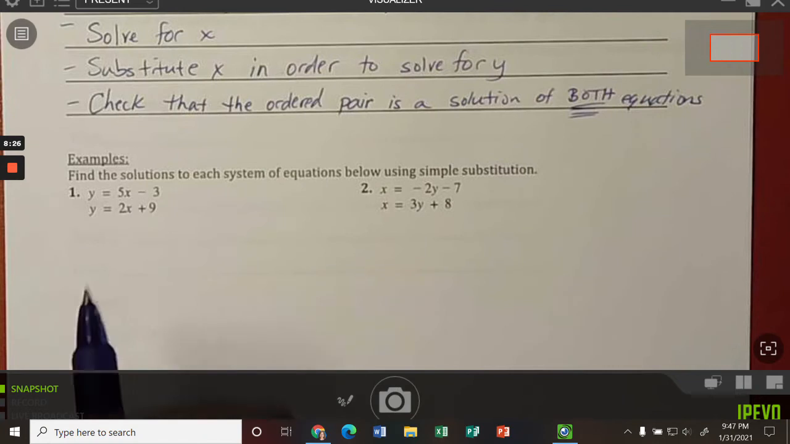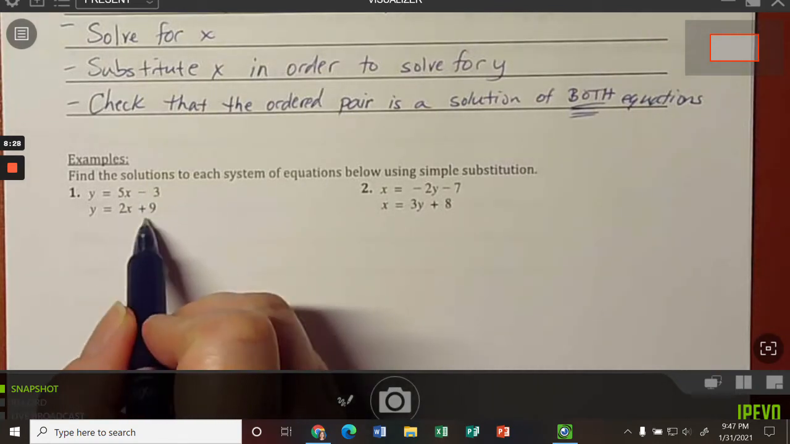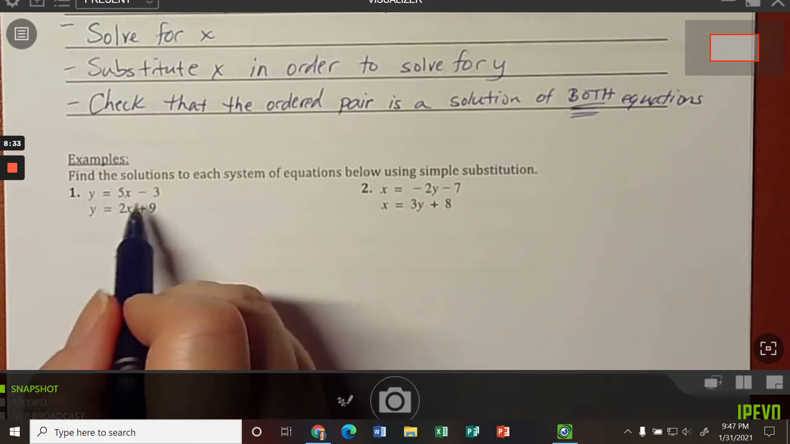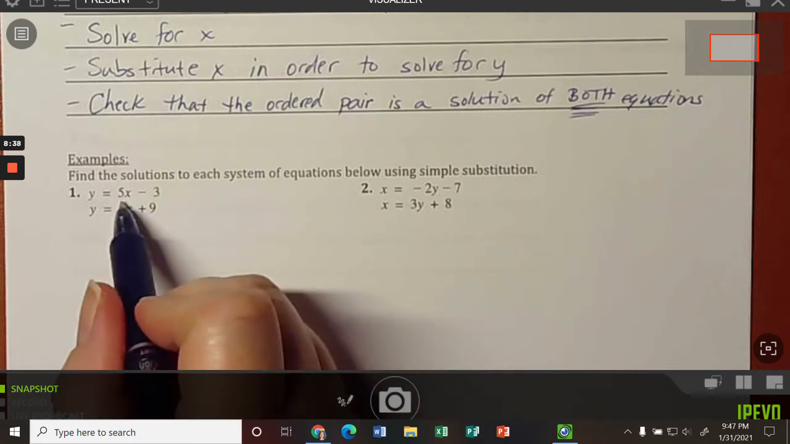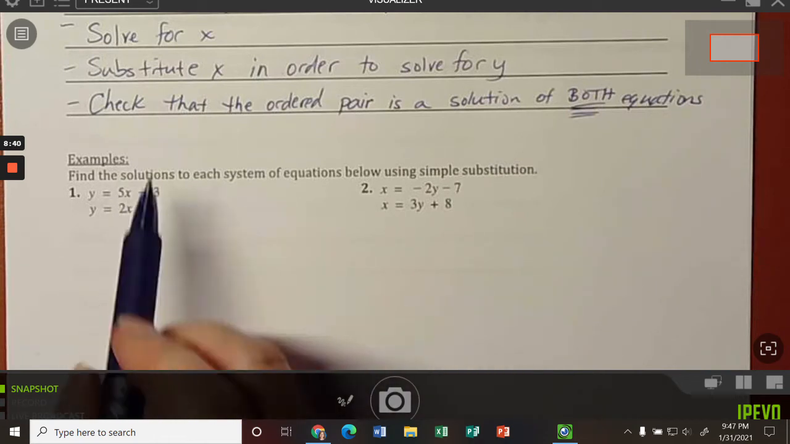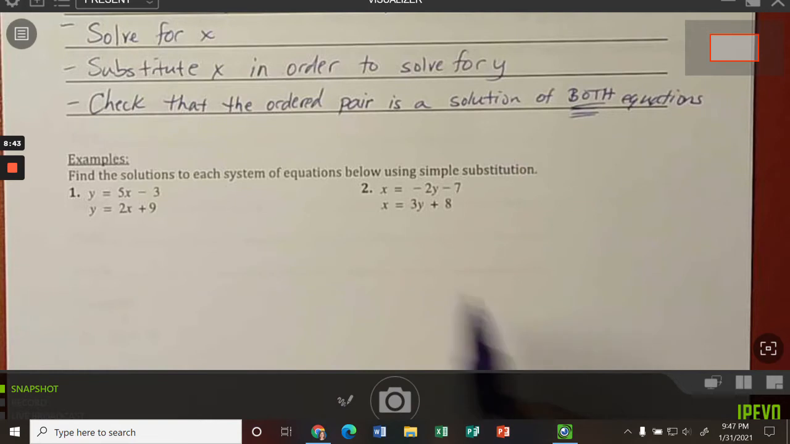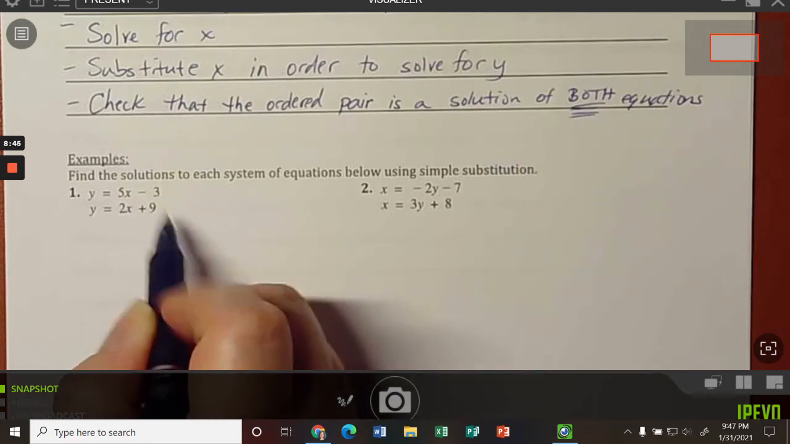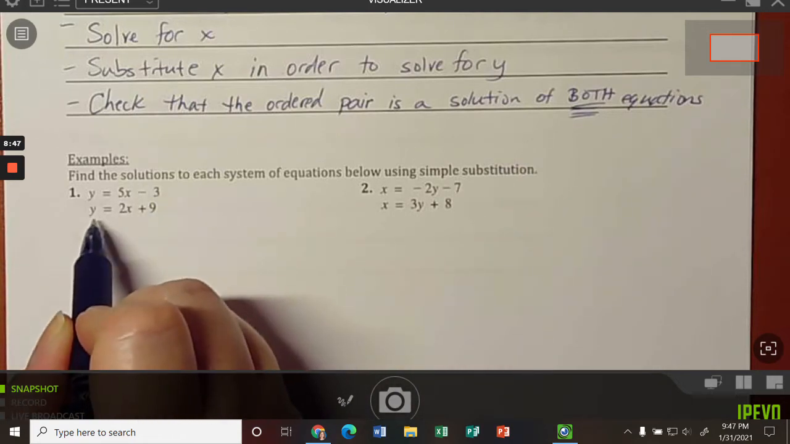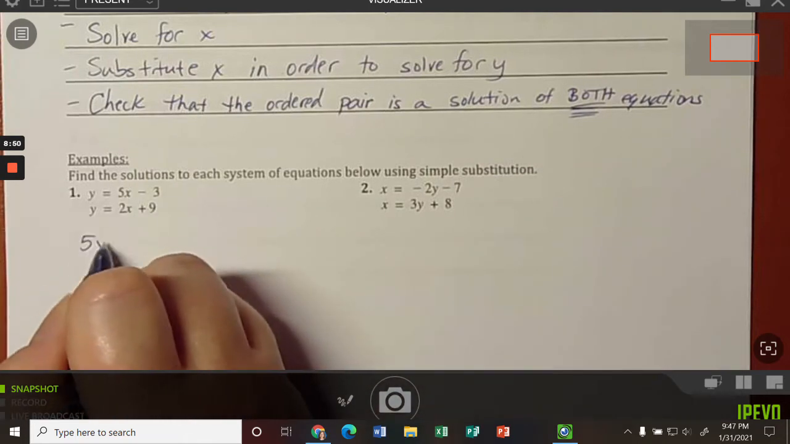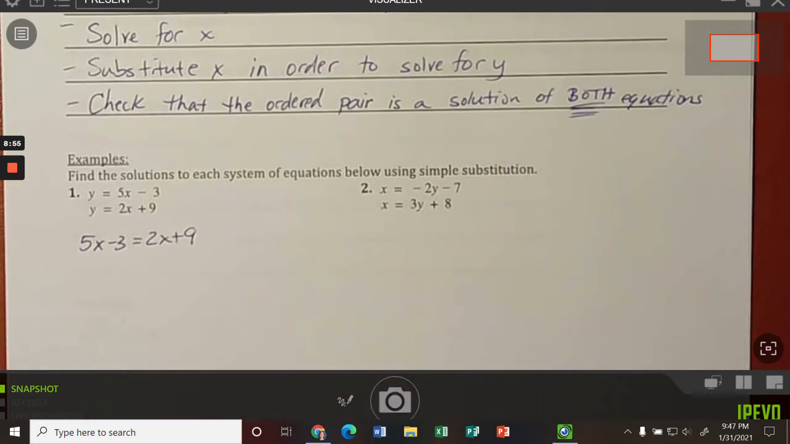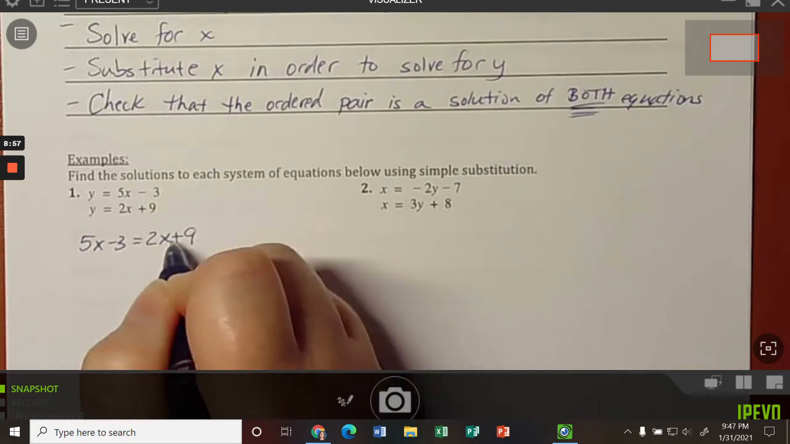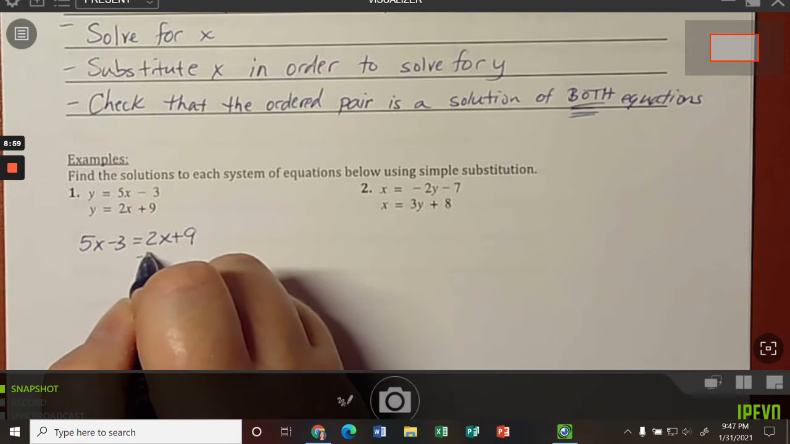So number 1, we have y equals 5x minus 3 and y equals 2x plus 9. So we see that these are both equal to y. So if this expression is equal to y and this expression is equal to y, then these two expressions are equal to each other. So we can say that 5x minus 3 is equal to 2x plus 9. Okay, so again, we can do that because they're both equal to y. So 5x minus 3 is equal to 2x plus 9. And now we have a one variable equation. Our only variable is x. Okay, so let's go ahead and solve.